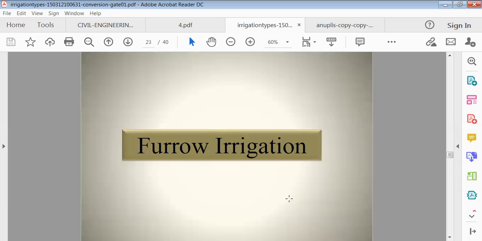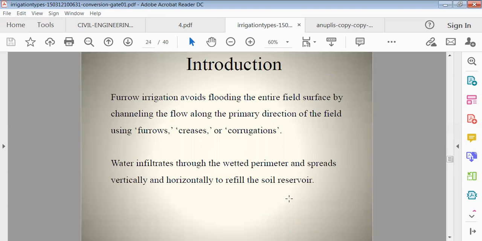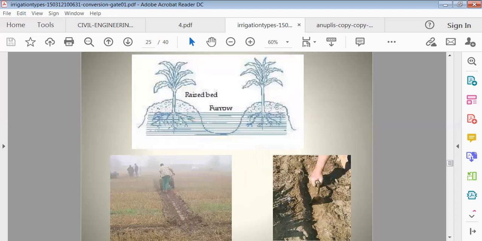Okay, next is furrow irrigation. So furrow irrigation avoids flooding the entire field surface by channeling the flow along the primary direction of the field like furrows, creases or corrugations. We see it in the diagram. You can see here, instead of completely wetting the field, furrows are made. So only in these furrows is water applied.